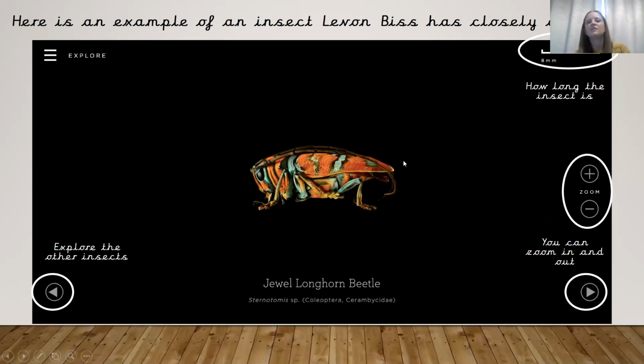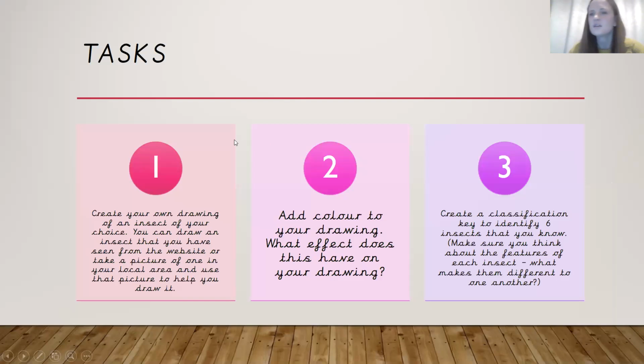So once you've had a look at the website and you've had a close look at some of these insects, these are the 3 tasks I would like you to complete today. The first one is to create your own drawing of an insect of your choice. You can draw an insect that you've seen from the website, or take a picture of one in your local area and use that picture to help you draw it. Add some color to your drawing. What effect does this have on your drawing? So if you remember the pictures, you've got the shading in the beetle that we looked at with the shiny shell. How does that make a difference?